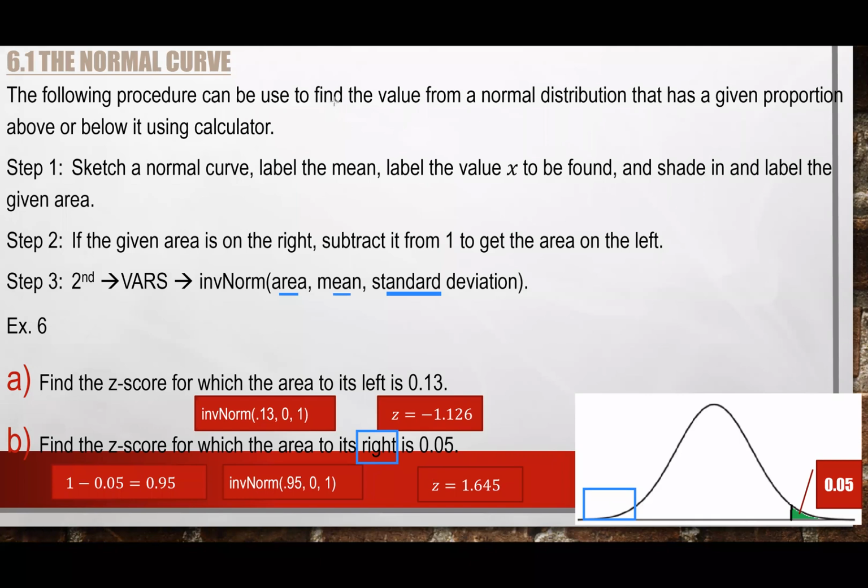Okay, so before we move on, let me ask you guys, any questions with A or B, how you find the z-score utilizing your calculator, or how to input it in? If you don't have questions, let's take a look at this thing here.